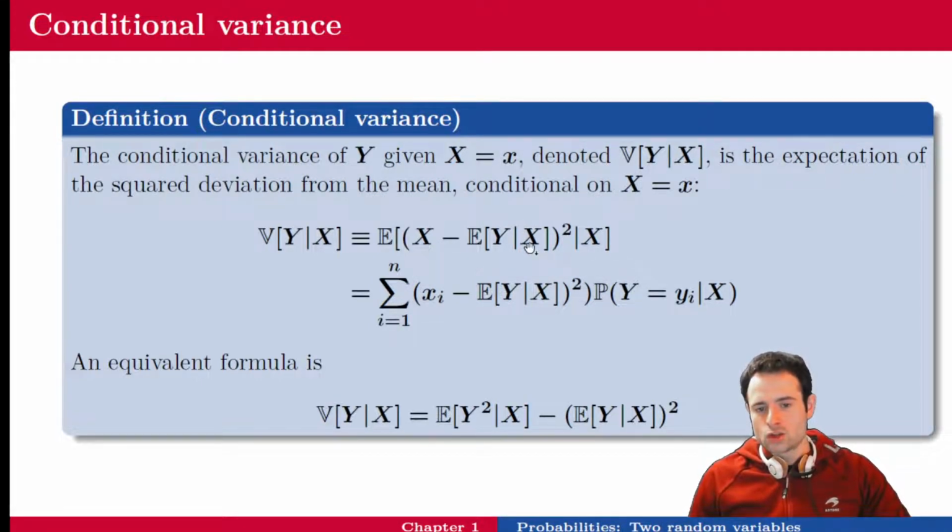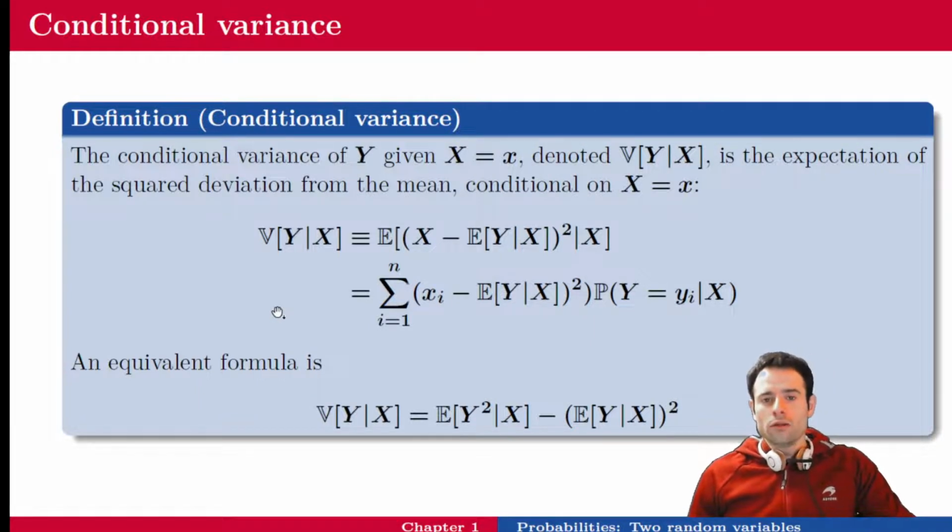So here we have added two conditions. We have conditional on x here inside the expectation, and here we have the whole thing conditional on x. So the probability to put there is a conditional probability, and here we use a conditional expectation.